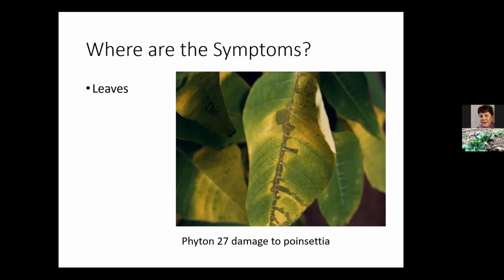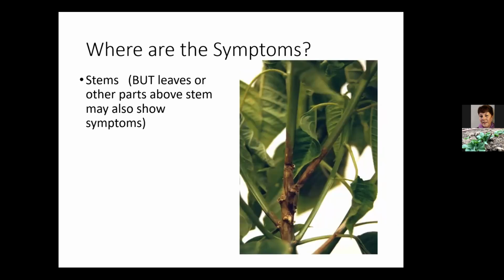So we look at the leaves, then we look and see, is it on the stems? On this particular picture, you can see the canker on the stems. You can see that distinct difference between the brown and the green tissue, and you can see what's happening. Something's happening, and now we have to figure out what this is. And this is actually a poinsettia. You can also see that the leaves are wilting on this particular plant in this picture.